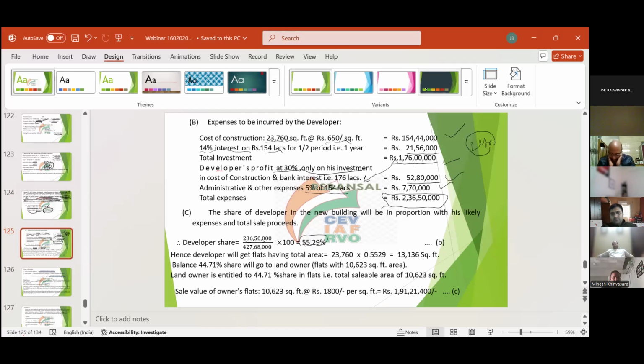It means the developer will get this much of the area for sale, and the remaining 10,623 will be the part of the landowner. If he sells at 1800, his share will be 1 crore 91 lakh 21,400. So many times you may get this type of question.